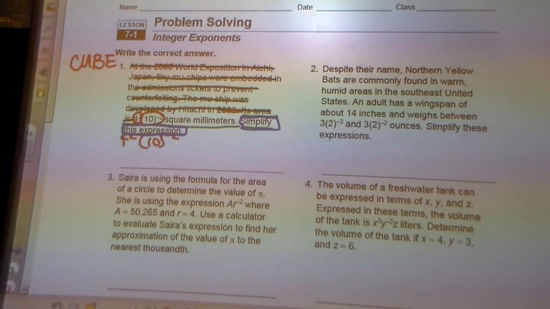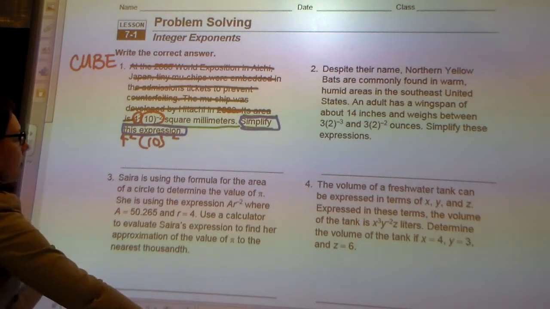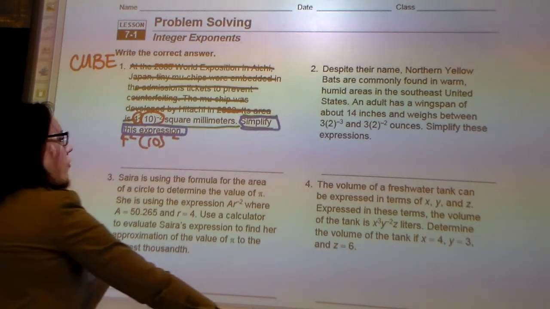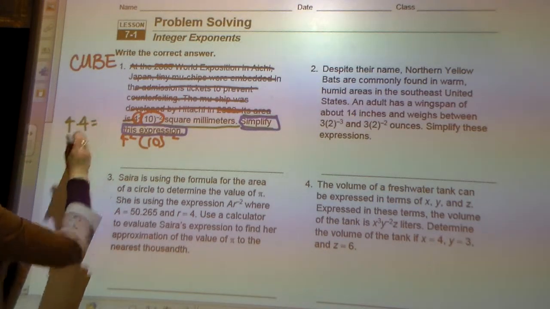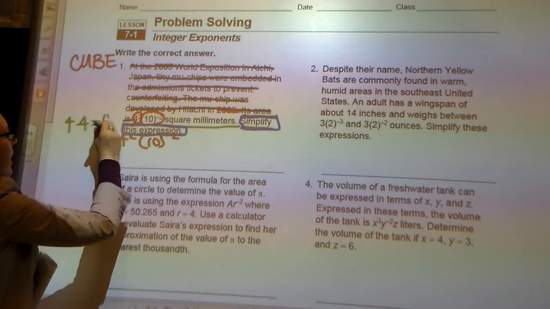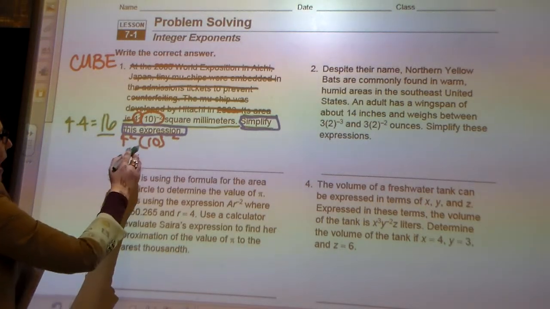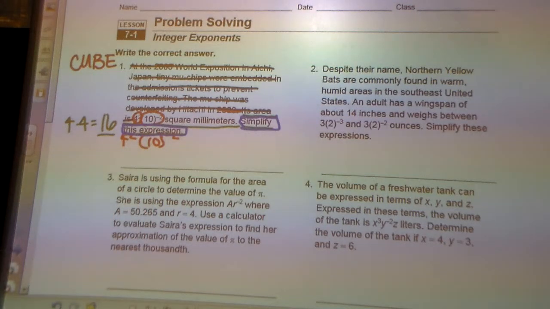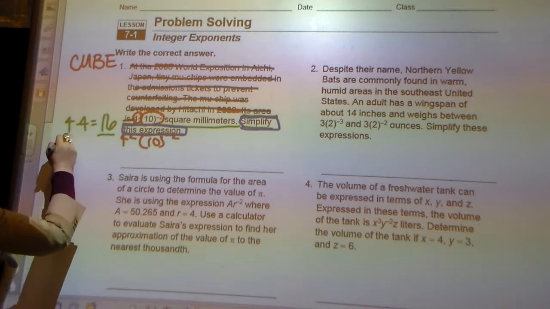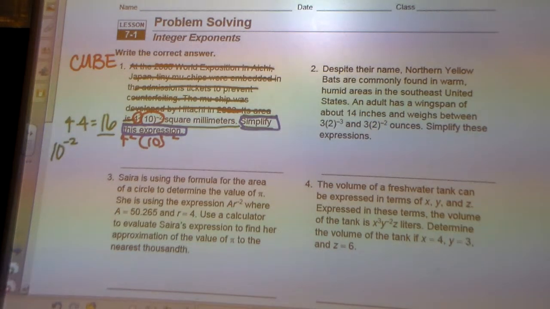Does anyone want to walk me through the steps of solving it? 4 to the power of 2, so you do 4 times 4. Squared, so that's going to be 4 times 4 equals 16, right? Yeah. So that's our first step. And then we've got 10 to the negative 2. What's the first thing I need to do there? When I see 10 with a negative exponent, what's the first thing I need to do?